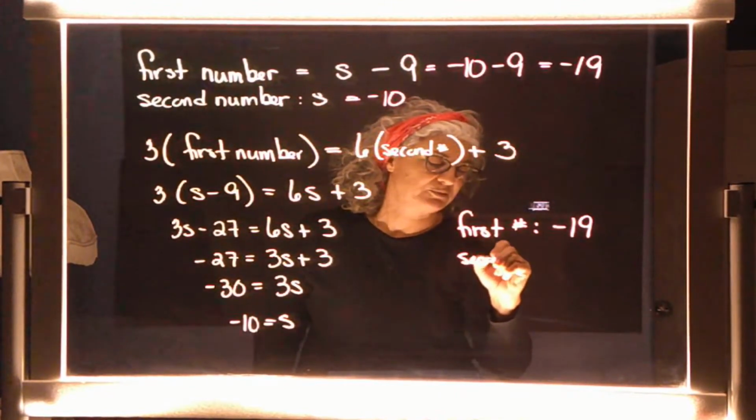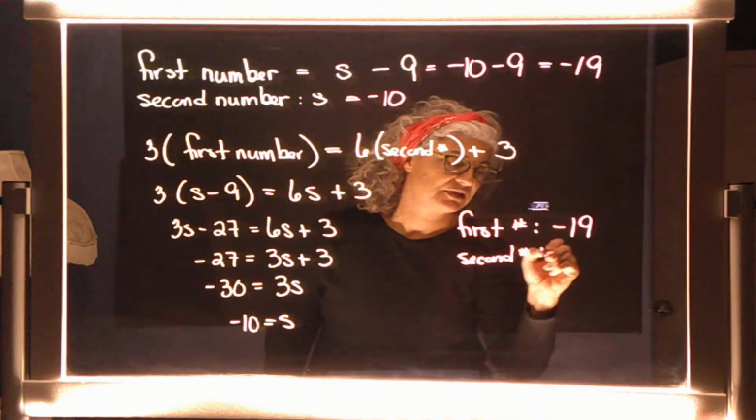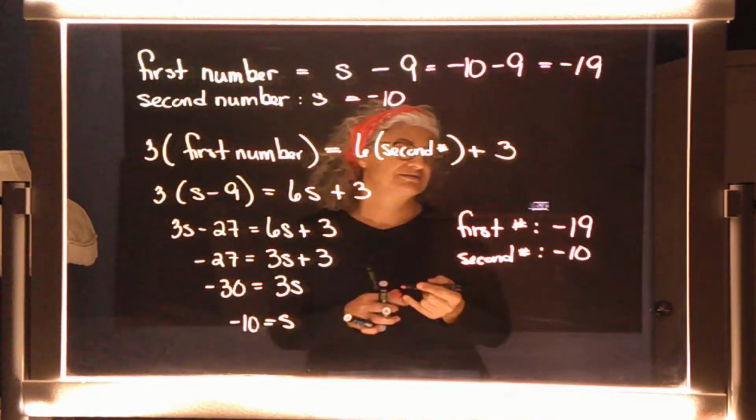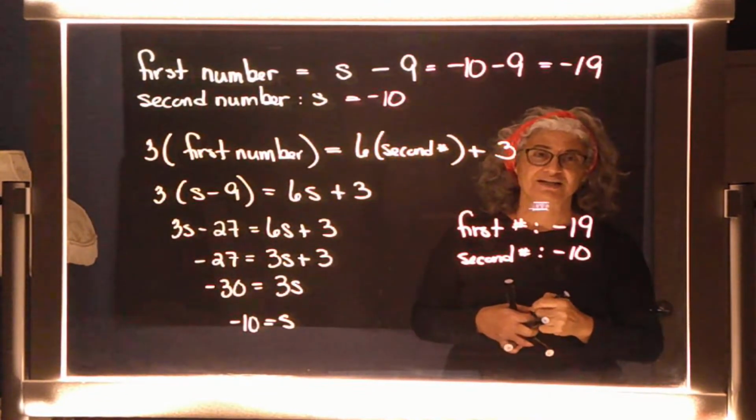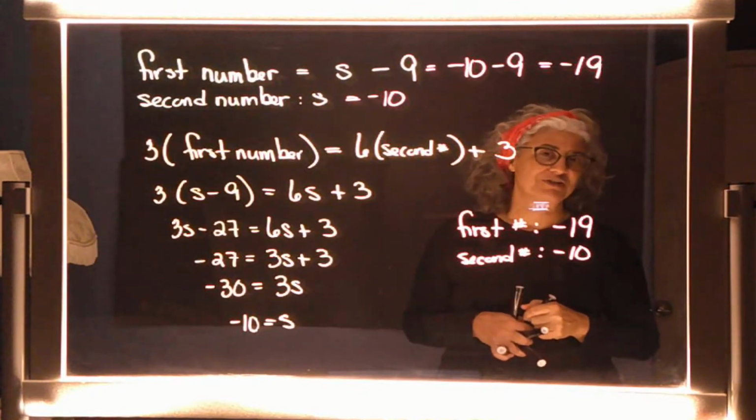So, your first number, negative 19. Your second number, negative 10. Good? Hang in there. Got another story for us.